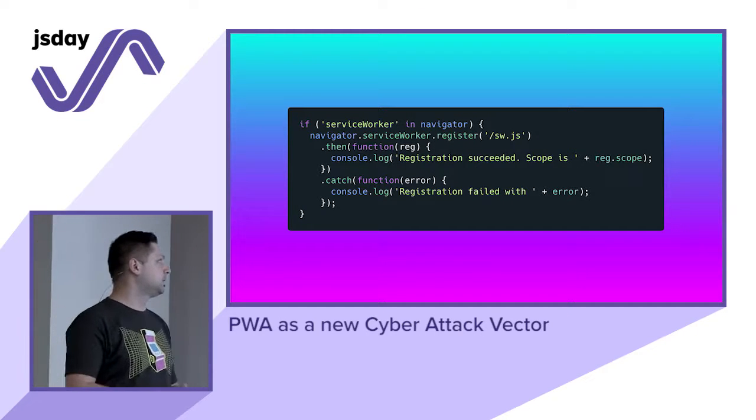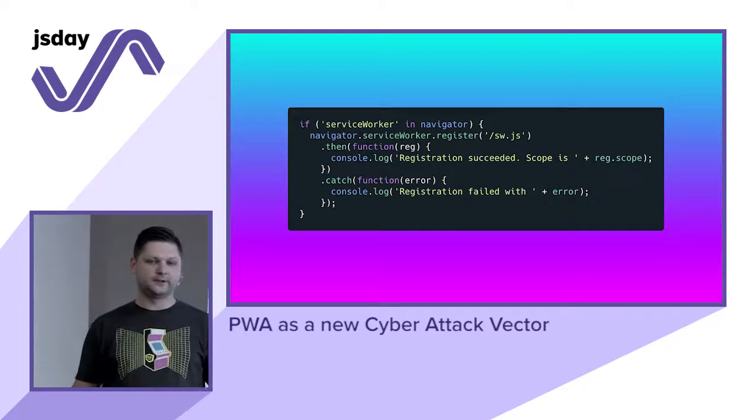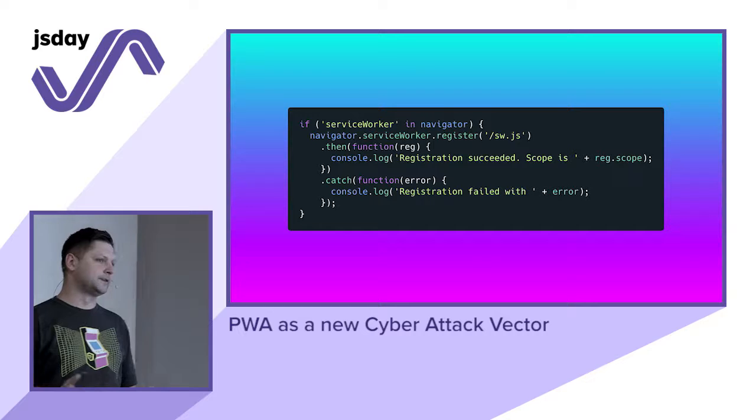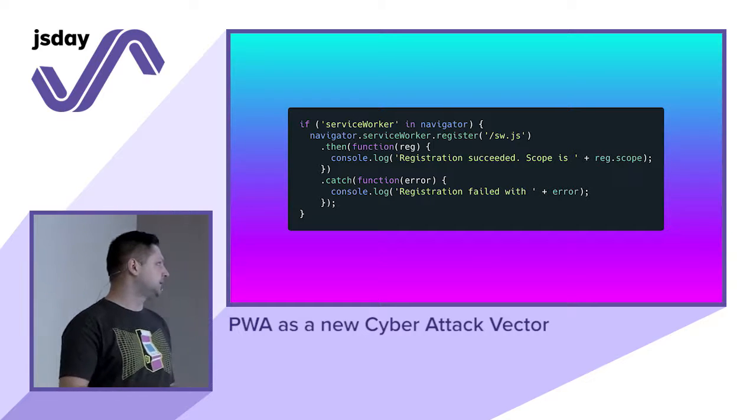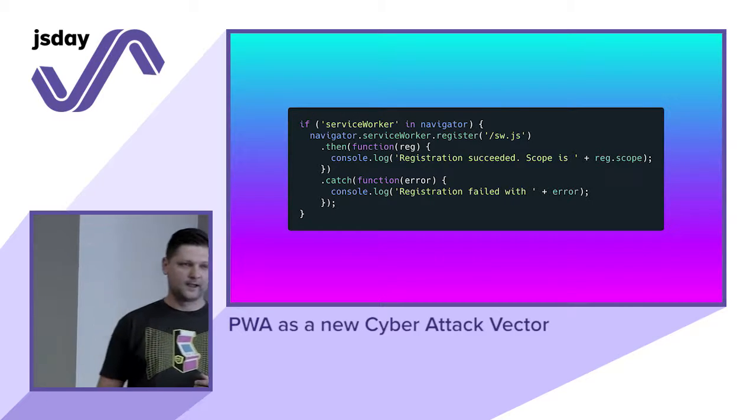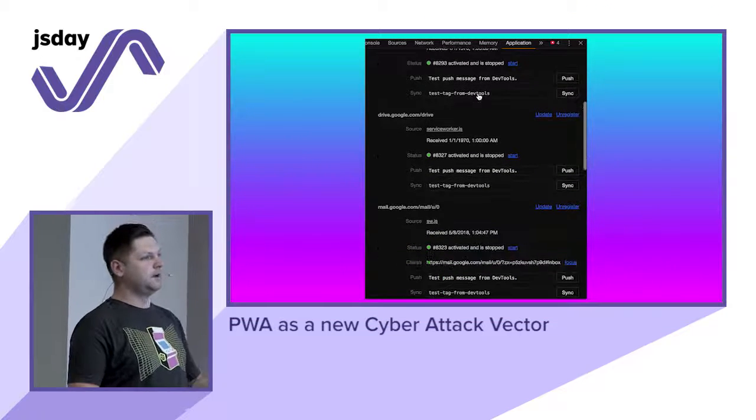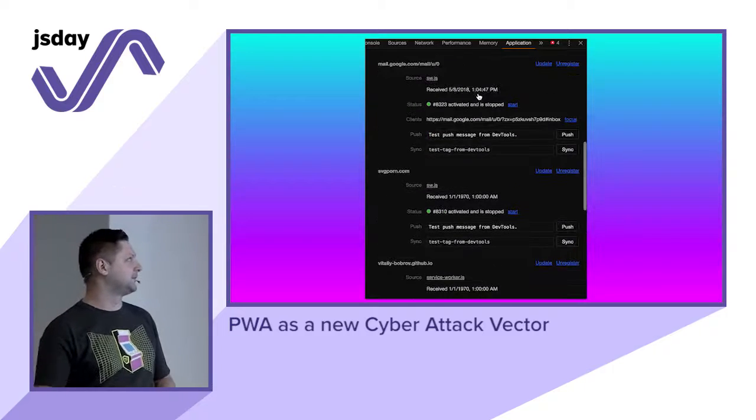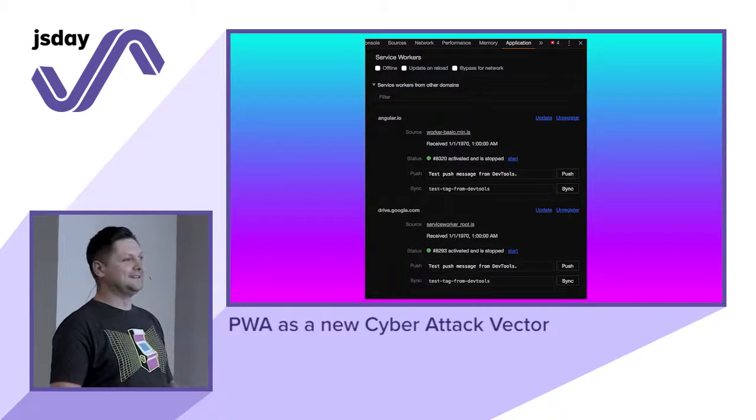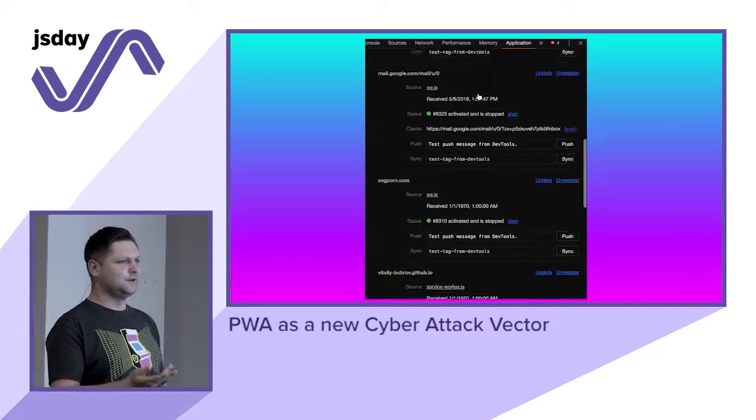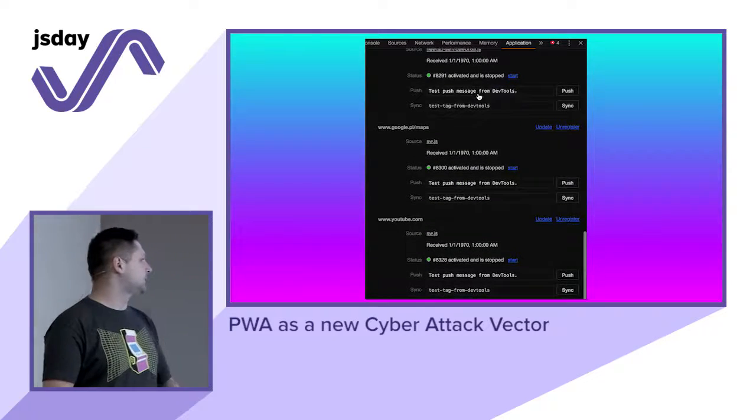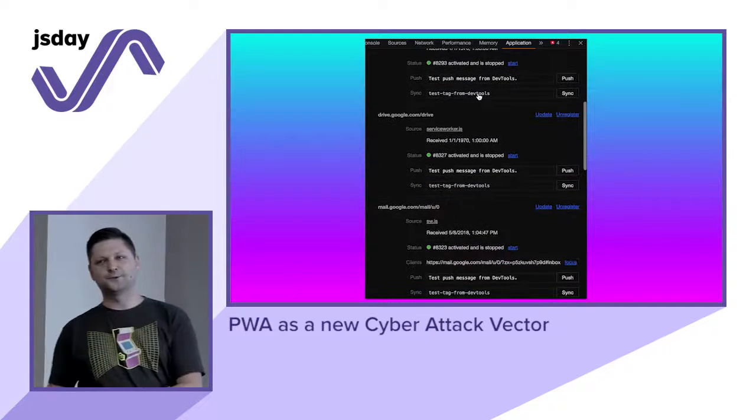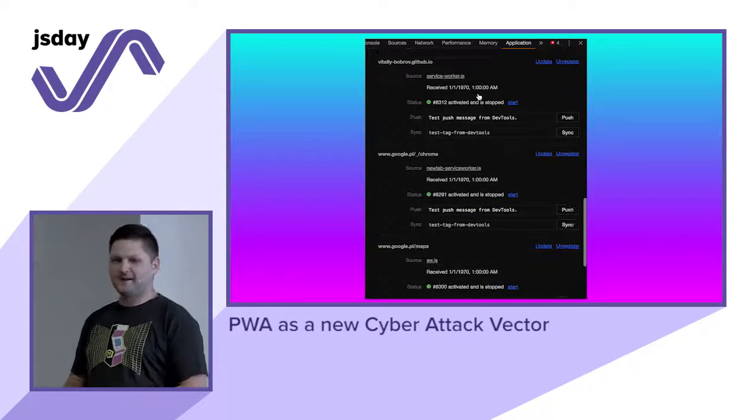The registration process is straightforward and looks like this. You call navigator.serviceWorker.register, pass the path to your service worker script, and then it returns a promise, a success one and an error one. So nothing special there. And after a few visits to such websites, I inspected the Application tab in Chrome. It was a freshly cleaned one. I cleared it, then just used the browser for an hour or so.